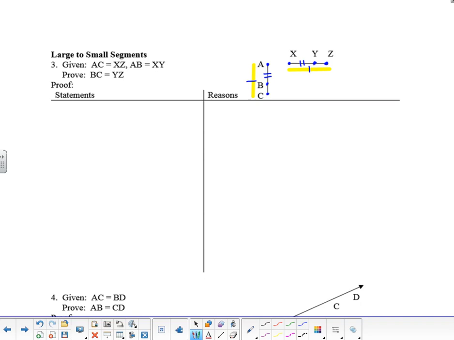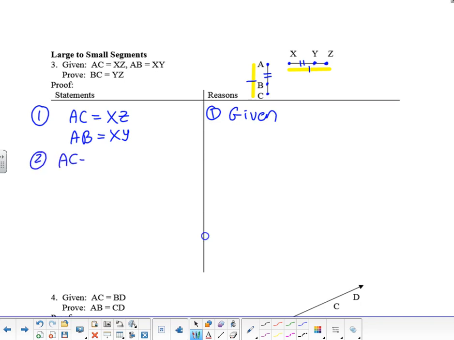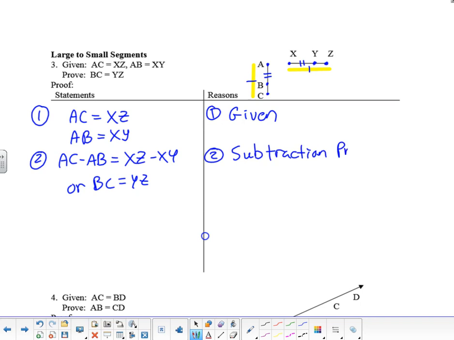So very similar. But instead of adding, for this one, we're going to subtract, which you may have already made that assumption, and if you did, you were correct. So we have our givens, and now we just do AC minus AB equals XZ minus XY, and we write our OR statement. The result of AC minus AB is BC. BC equals XZ minus XY, which is YZ, and instead of the addition property, this is the subtraction property of equality.